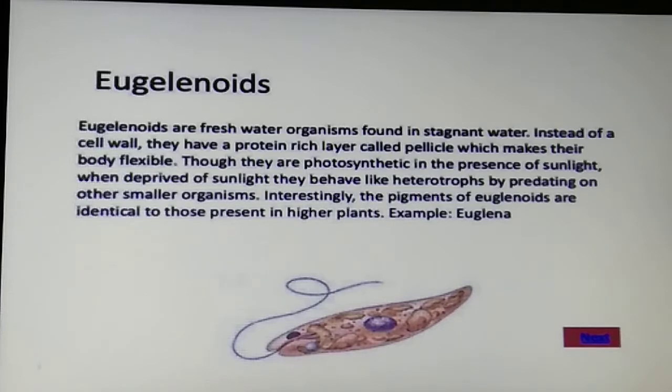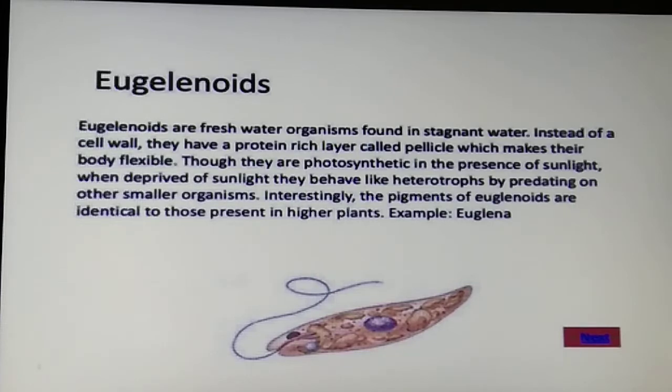Majority of them are freshwater organisms which are found in stagnant water. Students, here stagnant means not moving. Instead of a cell wall, they have a protein-rich layer called pellicle which makes their body flexible. They have two flagella, a short and a long one. So you can see here in this diagram, one is a short flagellum, another one is long. Though they are photosynthetic in the presence of sunlight, when they are deprived of sunlight, they behave like heterotrophs by predating on other smaller organisms.